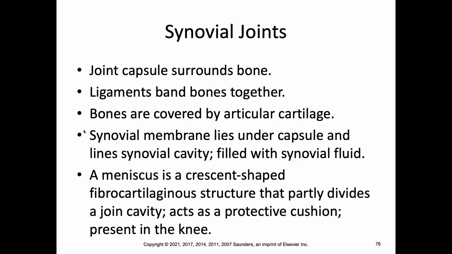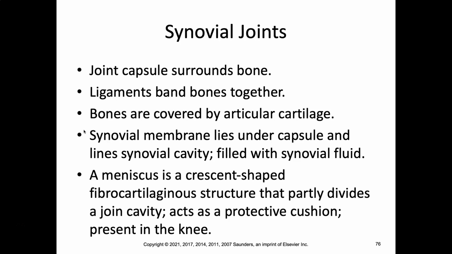Synovial joints have a joint capsule that surrounds the bone. They have the ligaments that band those bones together. The bones are covered by articular cartilage to try and ease the movement. And you have a synovial membrane under the capsule that lines the synovial cavity. It's filled with synovial fluid.